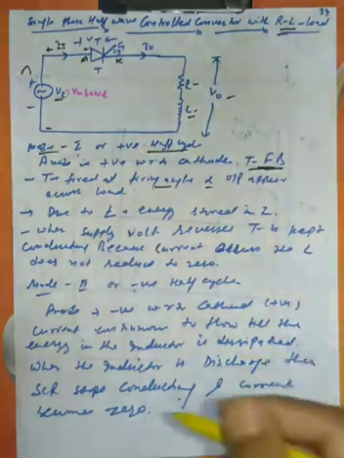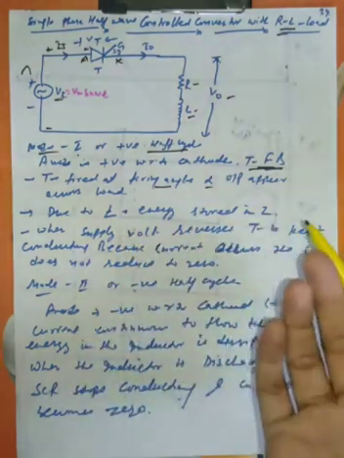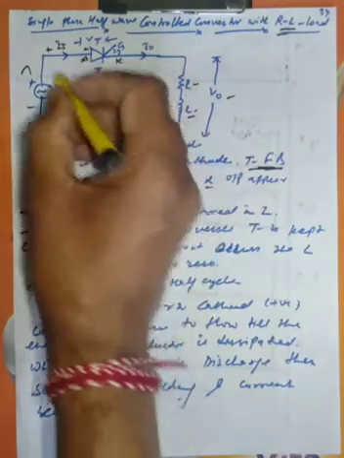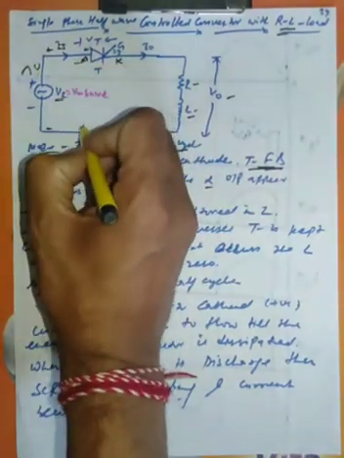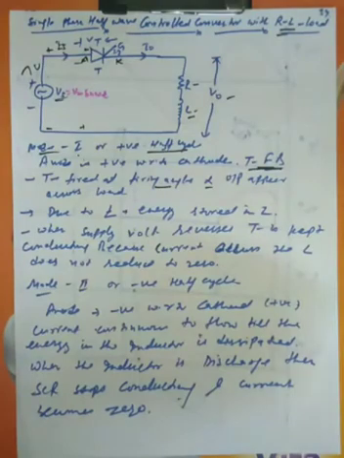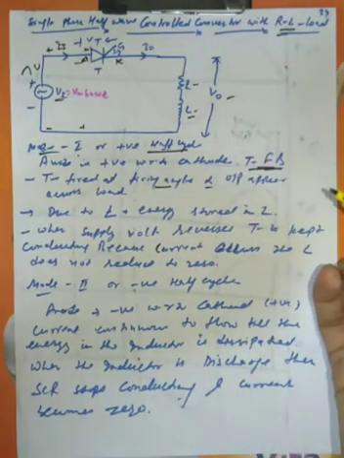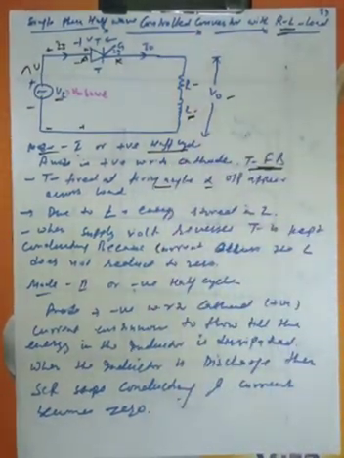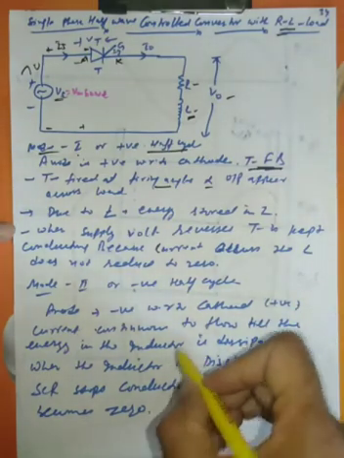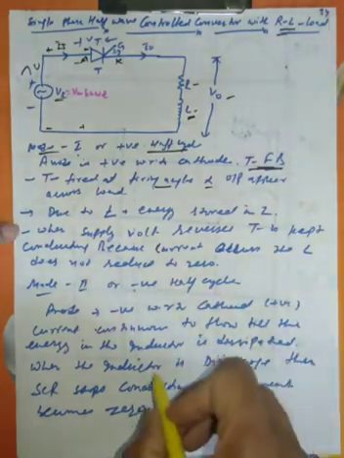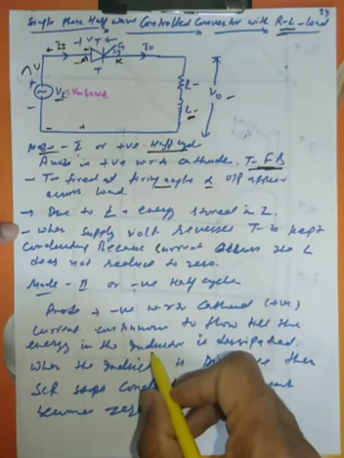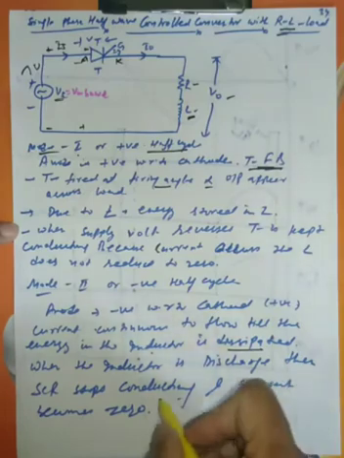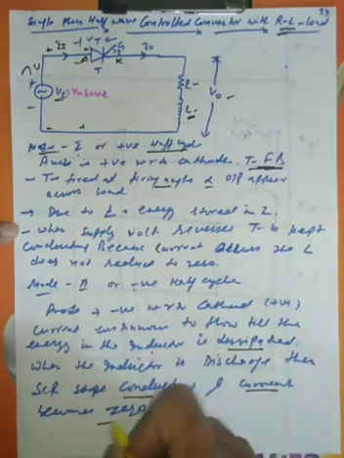And in mode 2, when we apply the negative half cycle, the anode is negative and the cathode is positive, so the thyristor is in reverse mode. Due to the energy stored in the inductor, the thyristor SCR remains in conducting mode. When the energy stored in the inductor is exhausted, the SCR stops conducting and the current becomes zero.